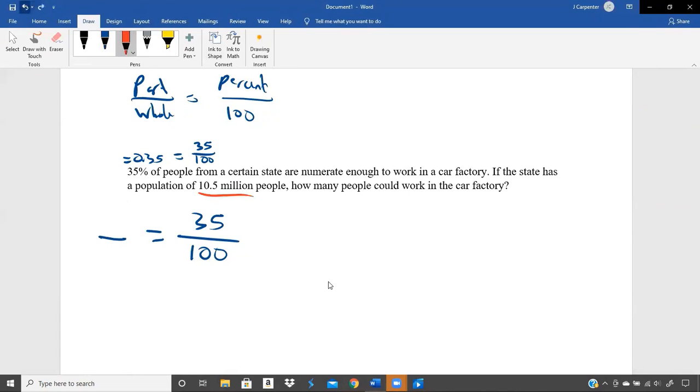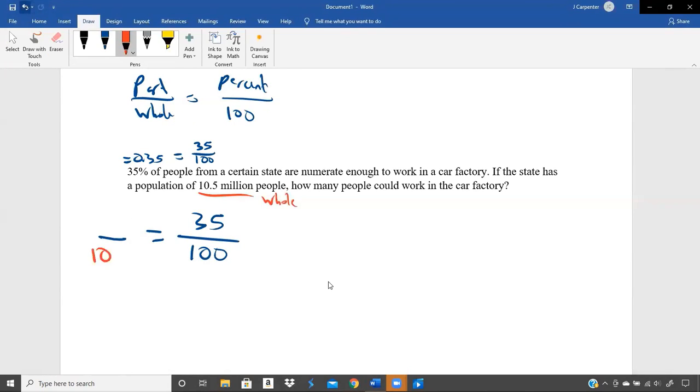Is it the part or is it the whole? So you got to say, is this part of the state population or is it all of the state population? Well, the state has a population of 10.5 million people. So that is the whole. It's 35% of these people that can work in this car factory. So that would be the part.